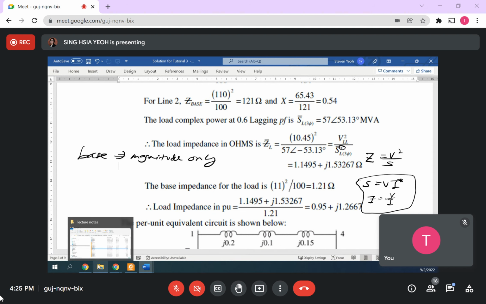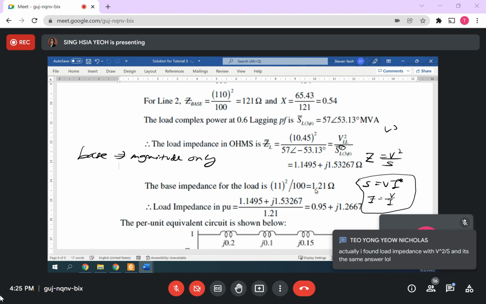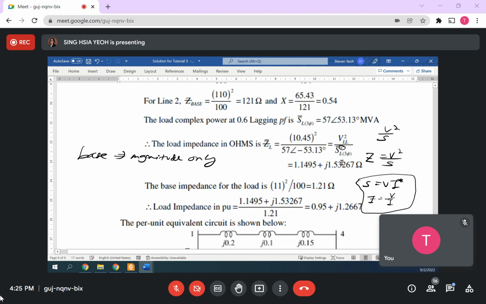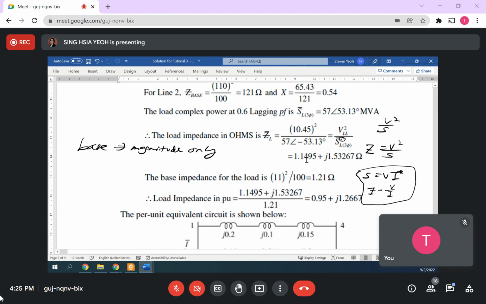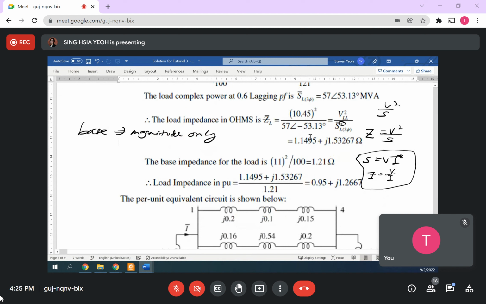Edin, Nicholas, and others, can you understand what I want to tell you? Because if you use V squared over S, what will you substitute? You will substitute 57 positive 53.13. Then you are going to get a difference, that means wrong. So this one they shortcut already, they automatically change positive to negative. Supposedly if you didn't consider the conjugate, you will get a different answer, a negative, positive problem.